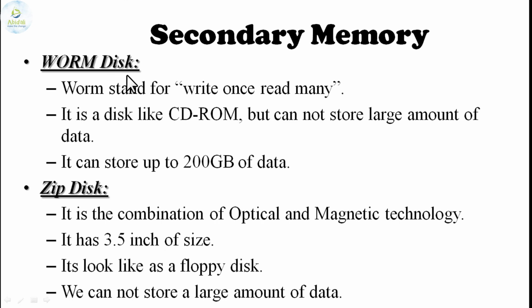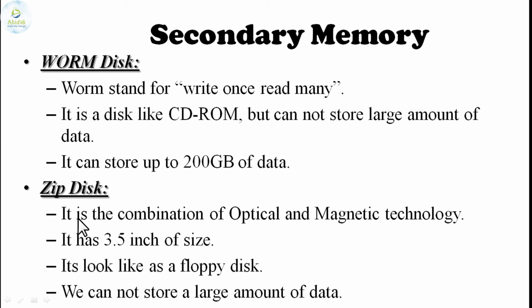The next kind of secondary storage device we have is the WORM disk, which stands for write once, read many. It is a kind of disk like a CD-ROM, and it can store a large amount of data, about 200 GB.